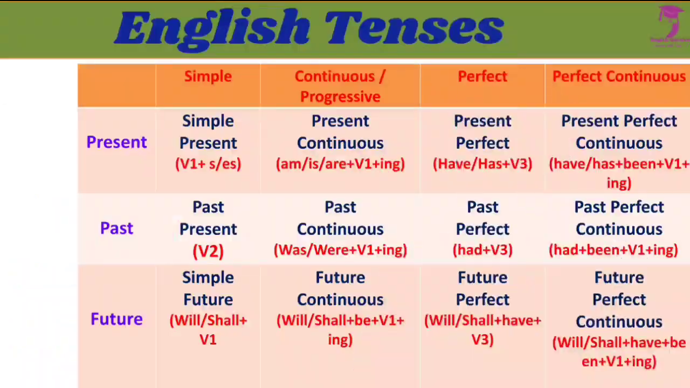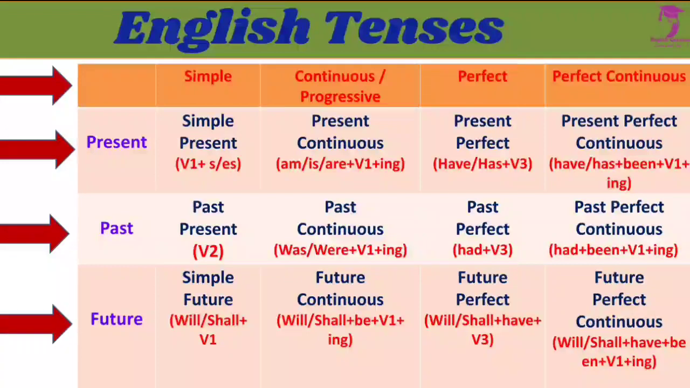Let's start. Friends, in English language there are three tenses, and those are present, past and future. In each of these we have four different aspects or subtenses, and those are simple, continuous or progressive, perfect and perfect continuous. Friends, the basic structure of each aspect has been given and highlighted with red color in the slide you are watching.